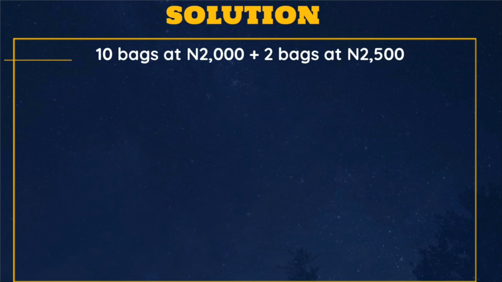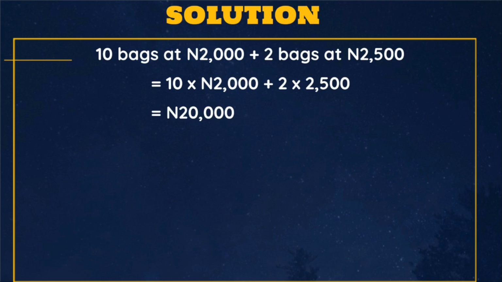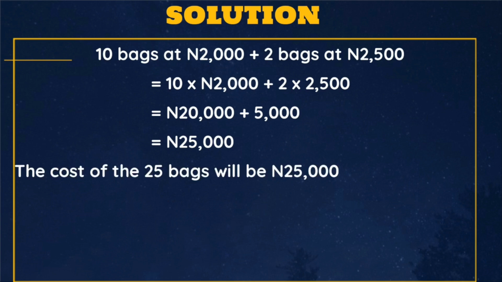So that is 10 times 2,000 naira, which is 20,000 naira, plus 2 times 2,500 naira, which is 5,000 naira. 20,000 naira plus 5,000 naira gives us 25,000 naira. Which means, using first in, first out, the cost of the 12 bags is going to be 25,000 naira. That is what the FIFO method is talking about.